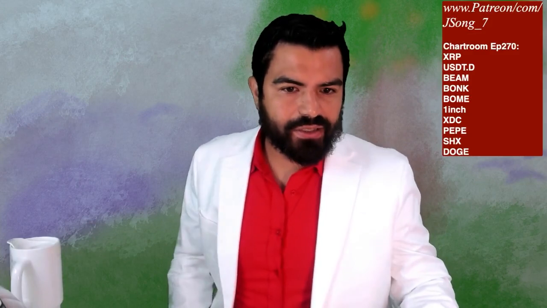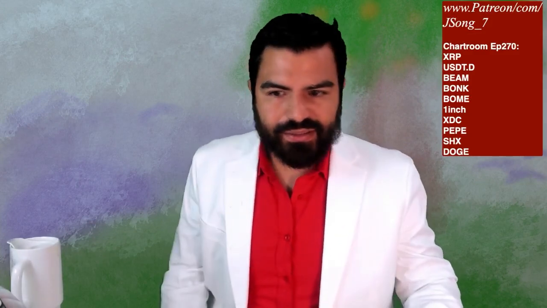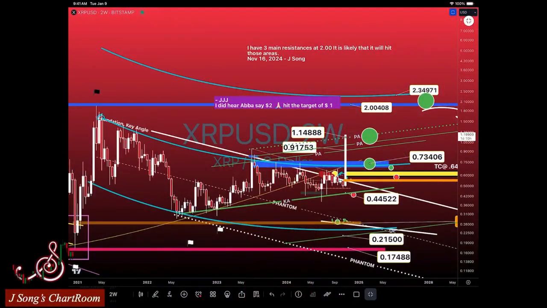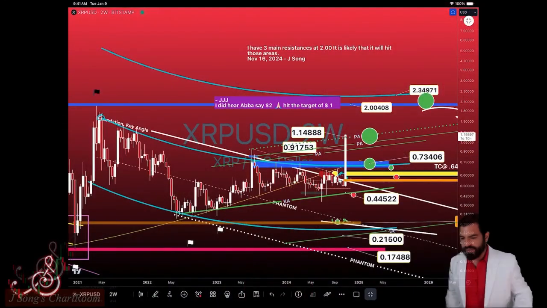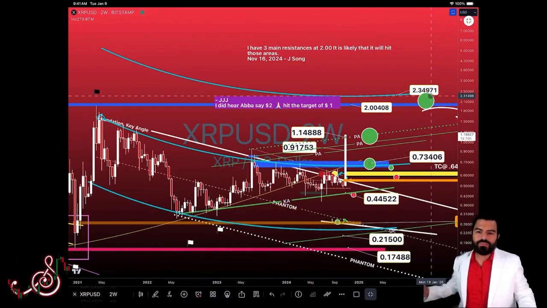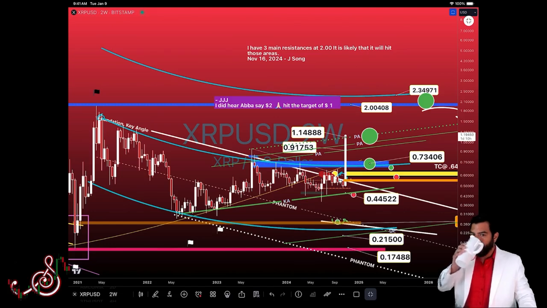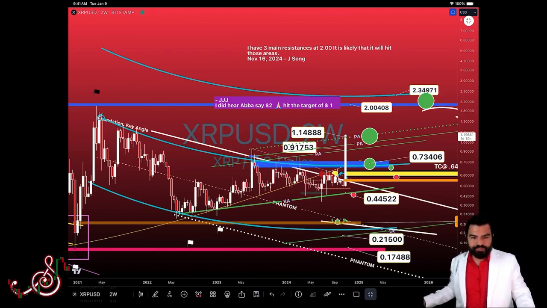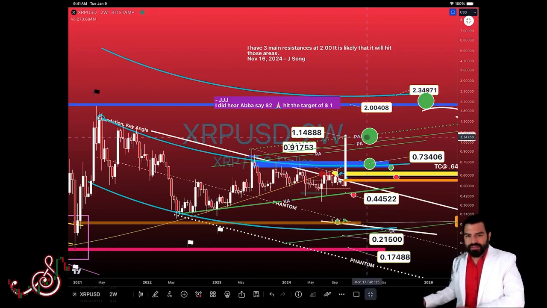Any questions, comments on XRP, before we look at some of the other ones? Nardo said, what's the next resistance after 115? Nardo, the next resistance after 115 is $2 and then $2.34. Okay. And then it'd be important for the weekly close coming up too, here in a day and a half. Yep, a day and 10 hours.